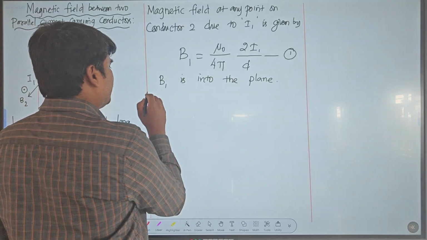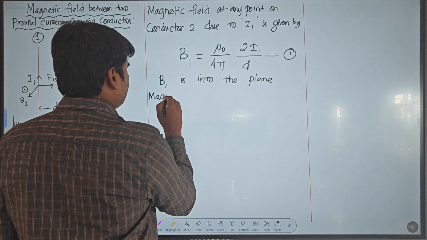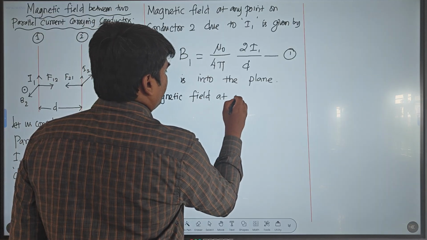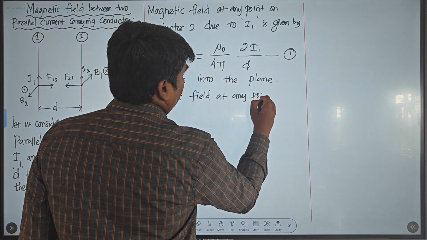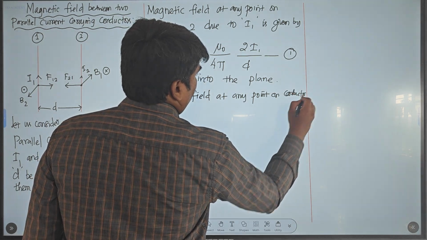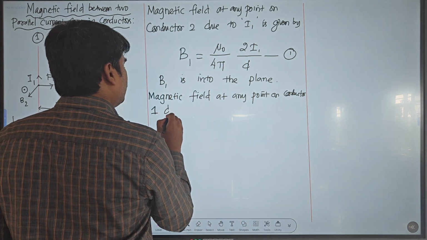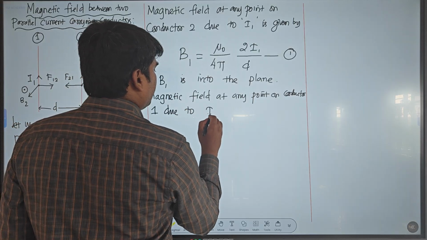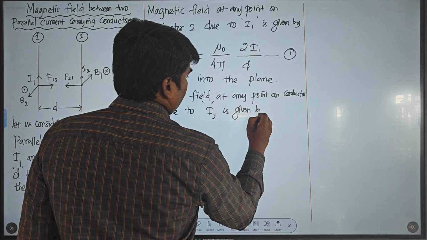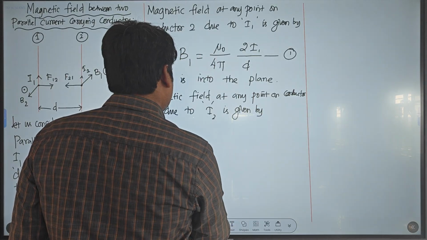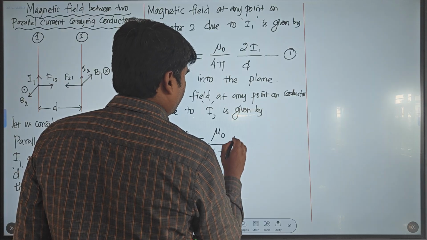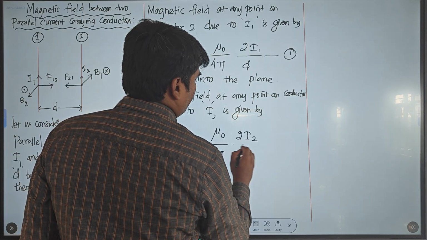Then similarly I can write the magnetic field at any point on conductor 1 due to the current I2 is given by, so that will be B2. So that is B2 is equal to mu naught by 4 pi into 2 I2 by D.